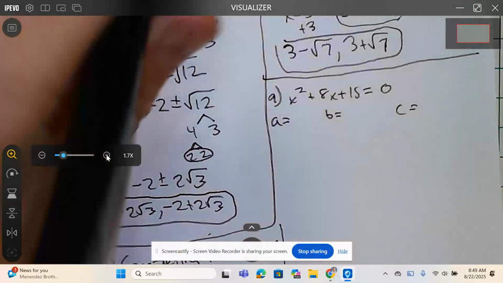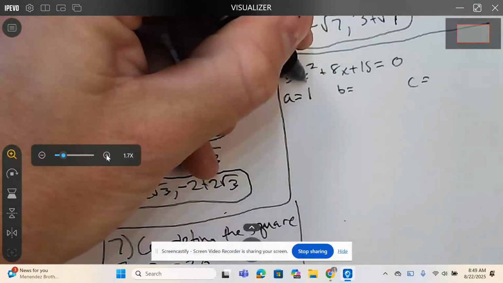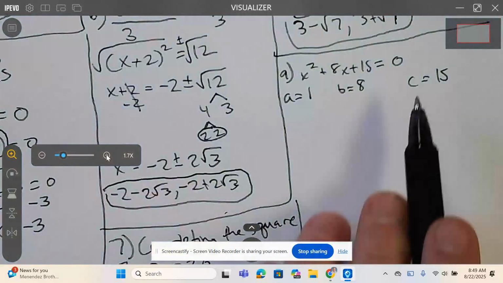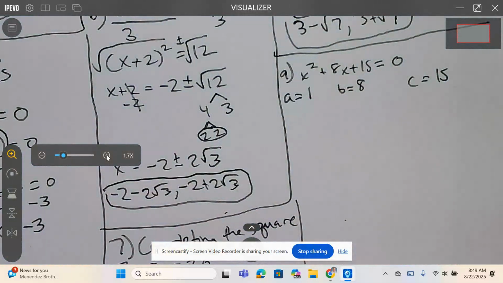Do y'all know what a is? A is the coefficient of x squared. B is the coefficient of x. C is the constant. Okay.